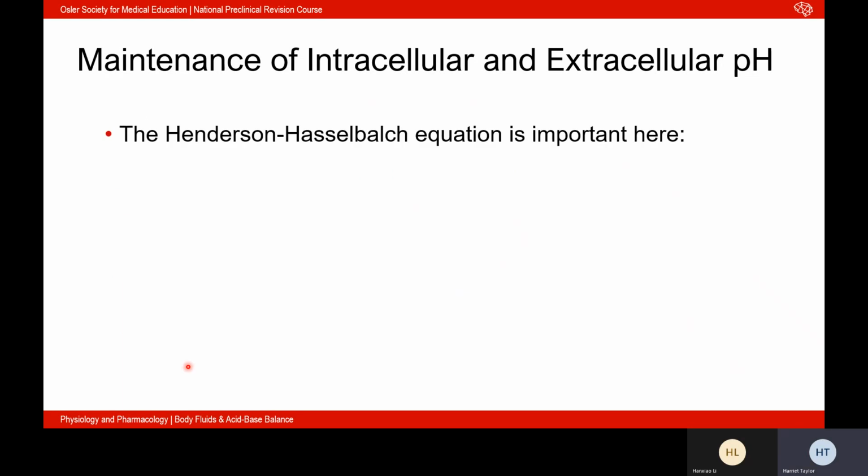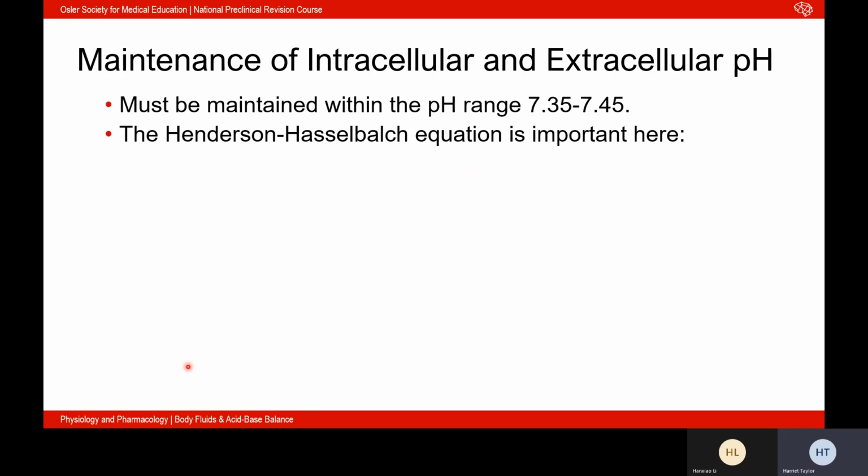We really need to know about the Henderson-Hasselbalch equation here. And this is important for maintaining this range of 3.5 to 4.5 pH. So the equation here is pH equals pKa plus log10 of A over HA concentrations. And we'll talk about what that means now.